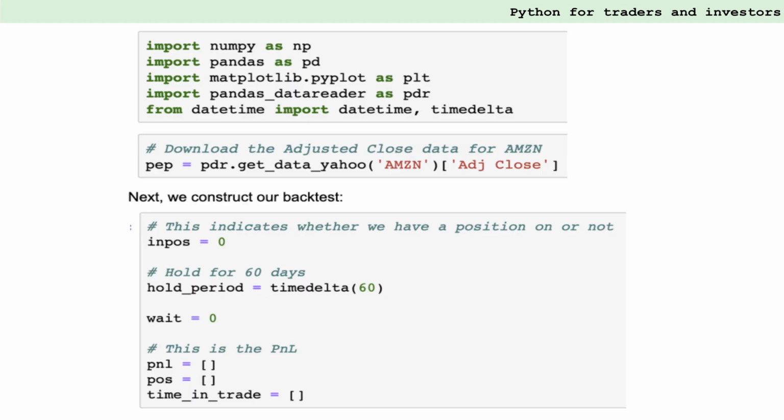To execute this in Python, the first step is to download the price data as shown in the code below. We first import some Python packages and then download market data from Amazon with the pandas data reader. Next, we initialize some parameters and lists we need for the backtest. Remember, you can download the Jupyter notebook with the code from the link below.